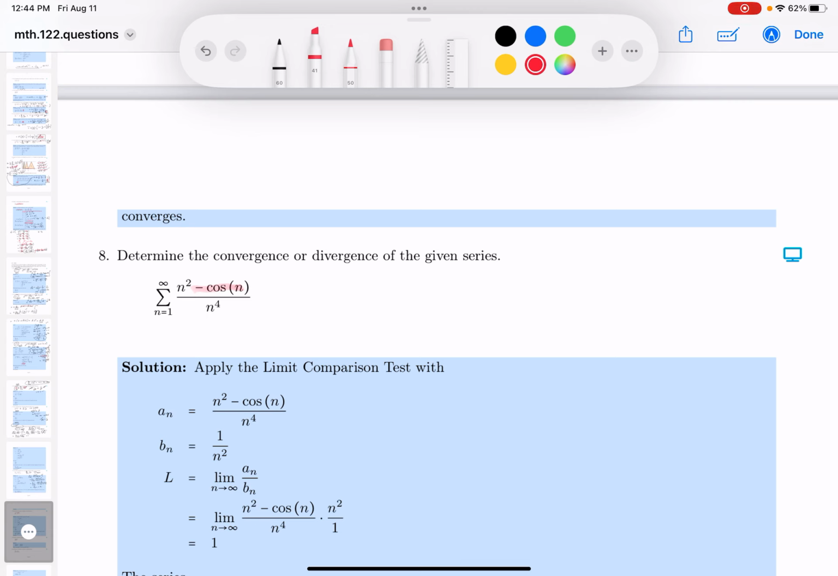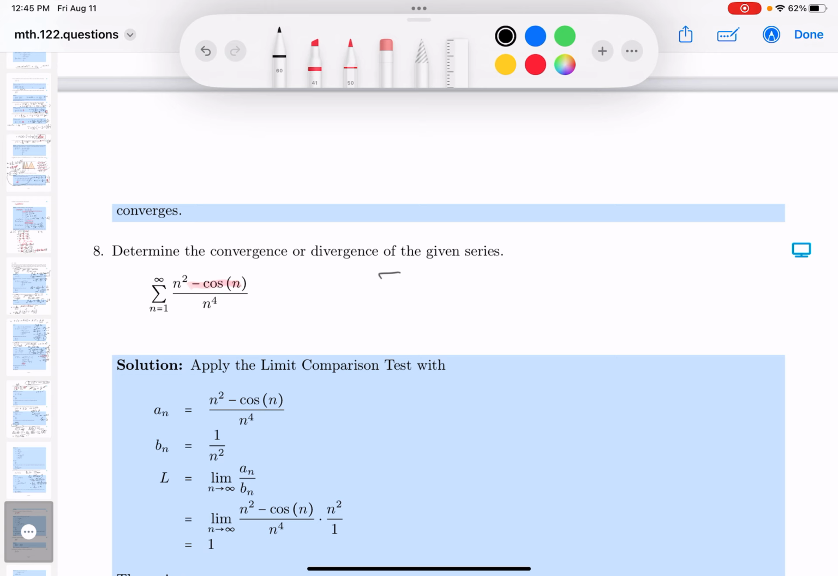I mean, that n squared really grows much faster, and cosine just bops around a little bit, between plus or minus 1. So what are we going to do over here? Find a comparison. Oh, look at this over here. I'm not too worried about that cosine. It plays very little role in the long-term behavior of the problem. I'm going to say it sort of looks like n squared over n^4, which is really 1 over n squared. And this is a convergent P series.